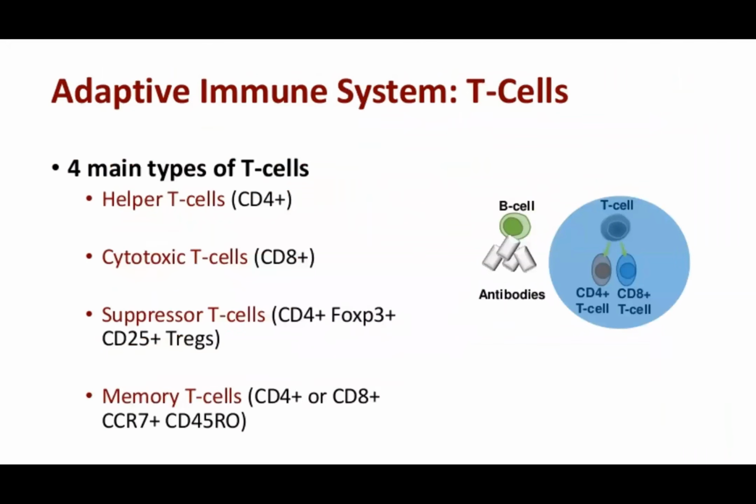So if we talk about the T cells, we have four main types: CD4 positive, the helper T cells; cytotoxic T cells, CD8 positive, or what we call cytotoxic T lymphocytes; T regulatory cells or suppressor T cells, which is actually one type of CD4 positive T cells, but has certain characteristics and expression of the unique transcription factor FOXP3; and memory T cells, and this can be CD4 and CD8 positive.